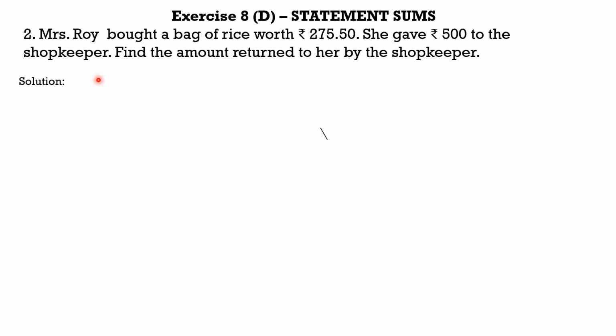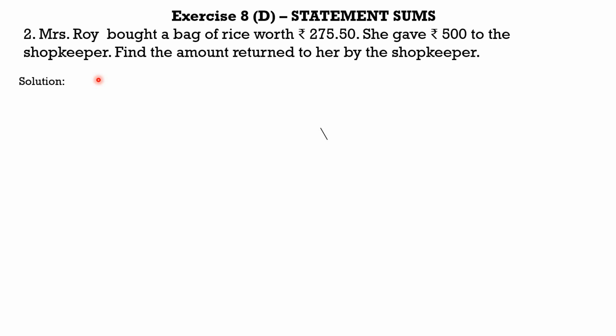Mrs. Roy bought a bag of rice worth rupees 275.50 paise. She gave rupees 500 to the shopkeeper. Find the amount returned to her by the shopkeeper. She gave the shopkeeper a note of 500 rupees. So we all know that if we have given 500 rupees and the bag of rice cost 275.50 paise, we have to get back some amount of money in return.